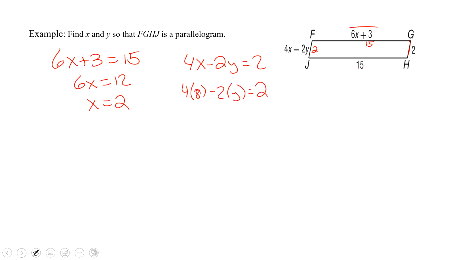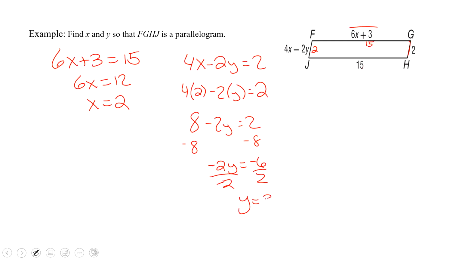This should be 2, not 8. It's going to eventually be 8. So 8 minus 2y equals 2. I subtract 8 from both sides. I have negative 2y equals negative 6. Whoops, sorry. Negative 6. Divide by negative 2. y is going to equal 3. Does that make sense? Now, because y is 3 and x is 2, that makes that shape a parallelogram.